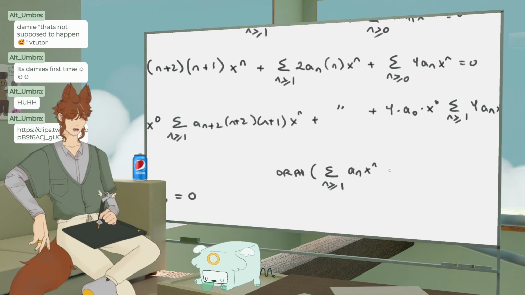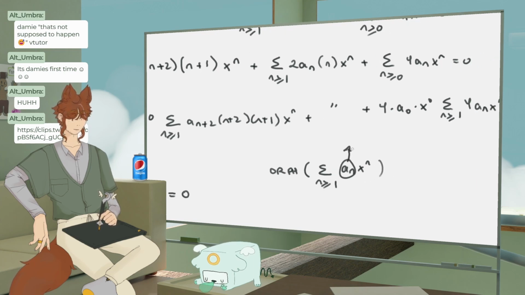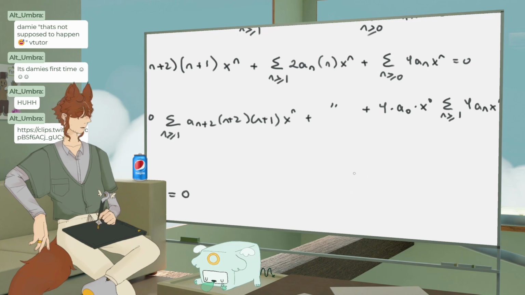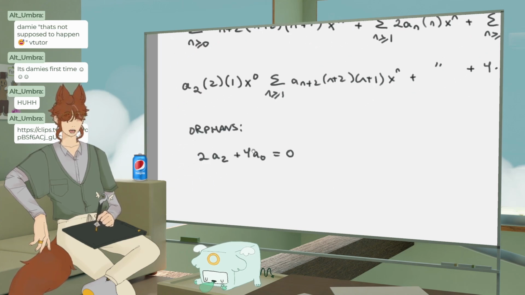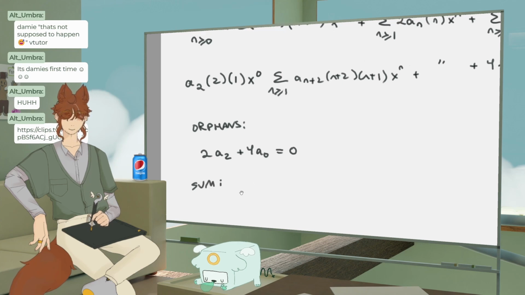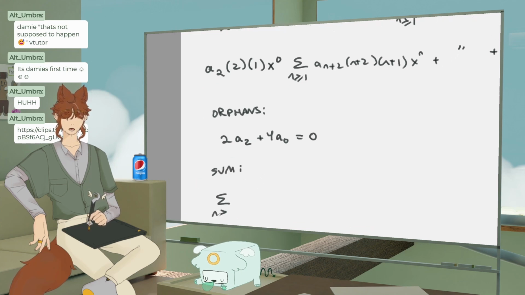a_n x to the n. And so in this case, we need this to equal 0 and this to equal 0 for that to be true. I'm sorry, that's just what they're called. And then our sum is going to be this. So we get the sum of n greater than or equal to 1.